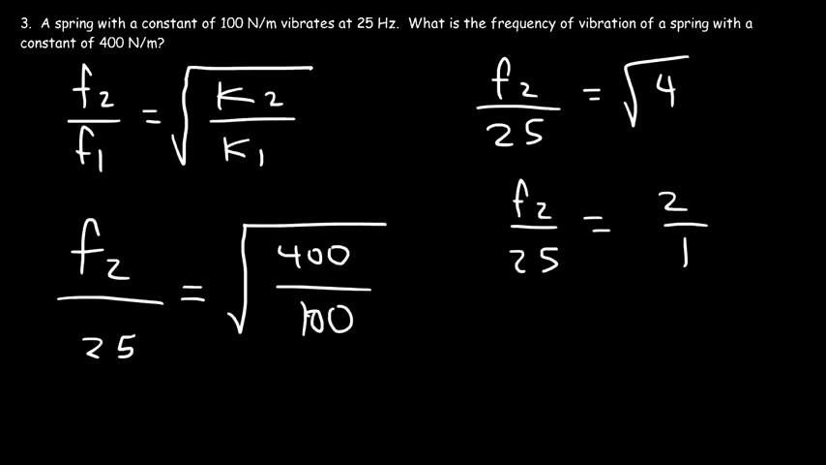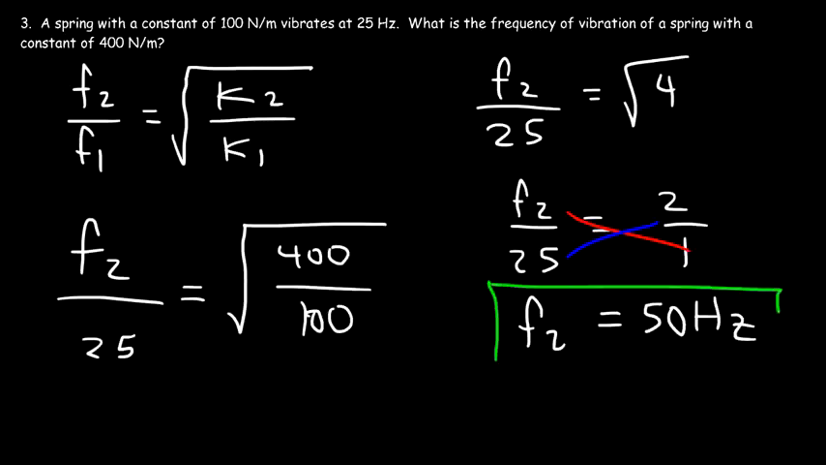Now let's cross multiply. So f2 times 1 is simply f2. And then we have 25 times 2, which is 50. And so that's the new frequency. So if you have a problem that relates frequency to the spring constant, you could use that formula.